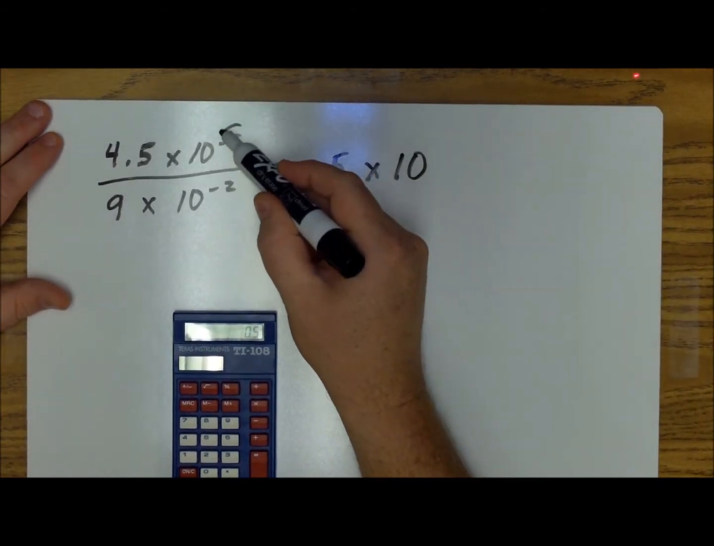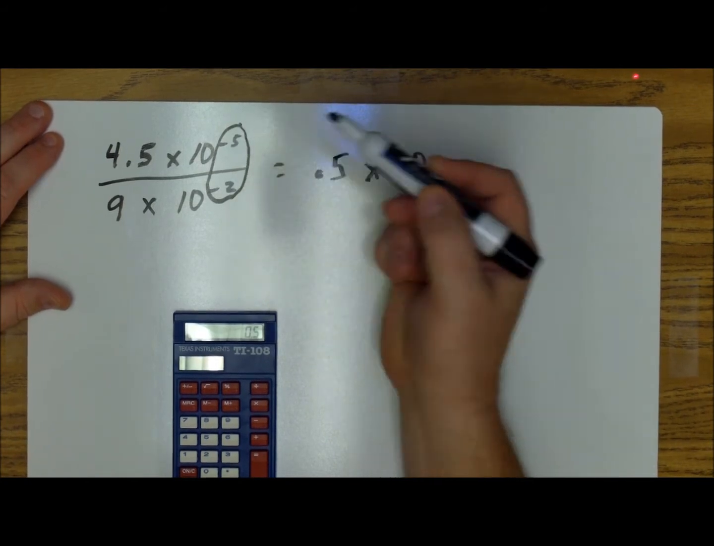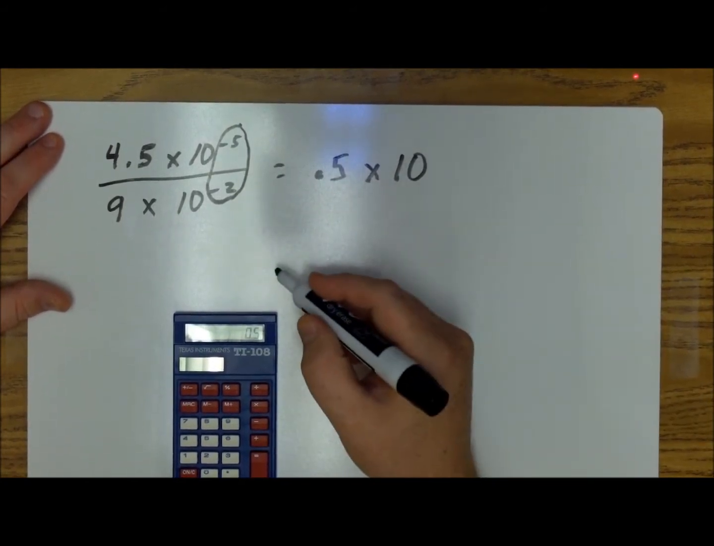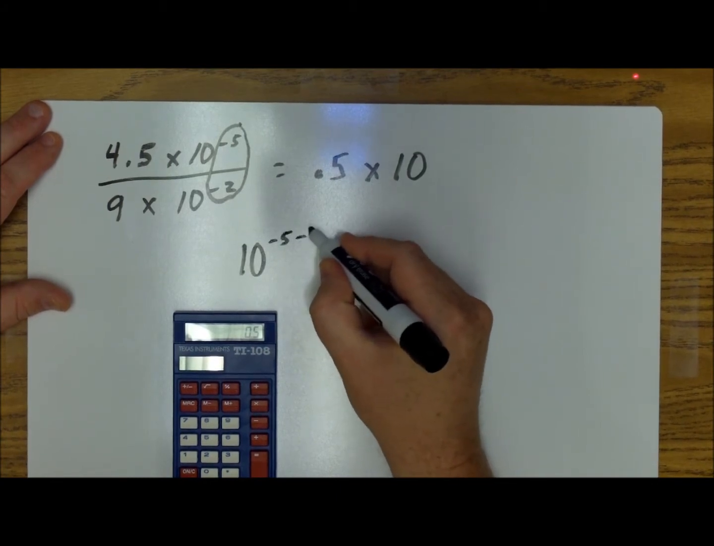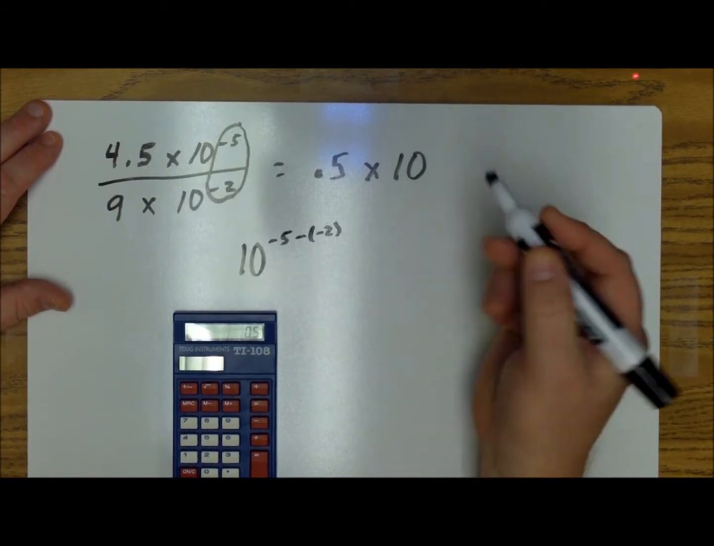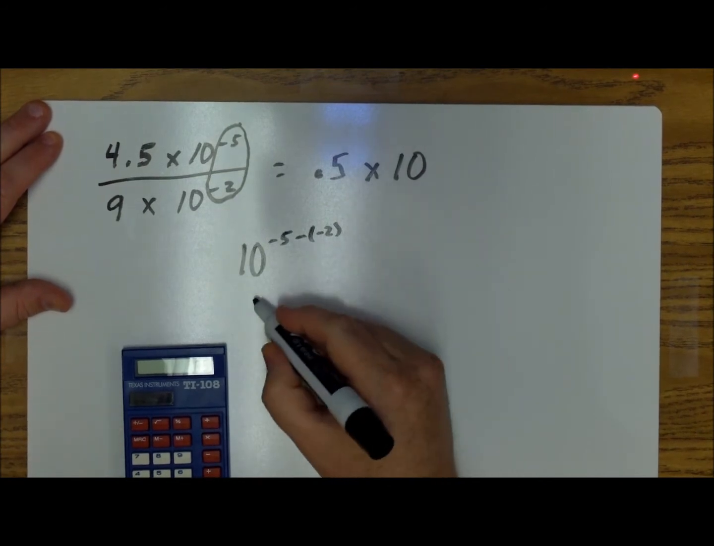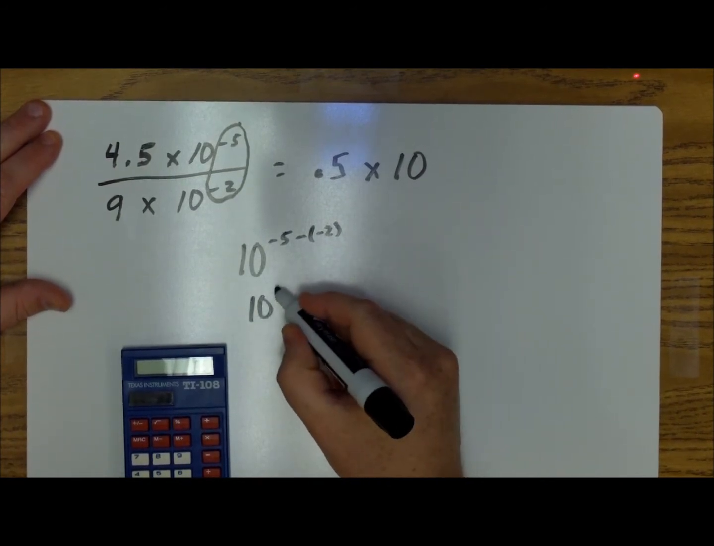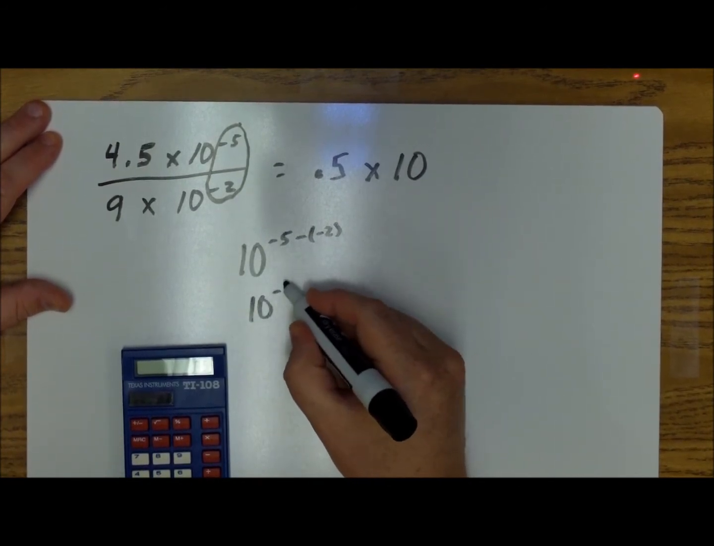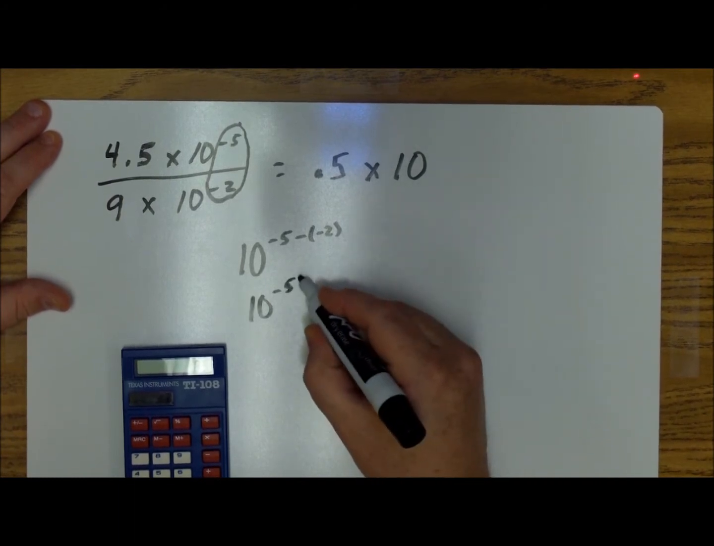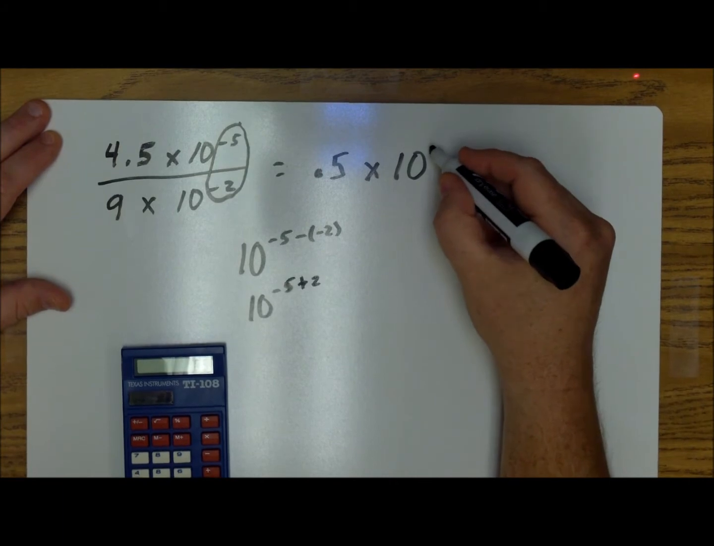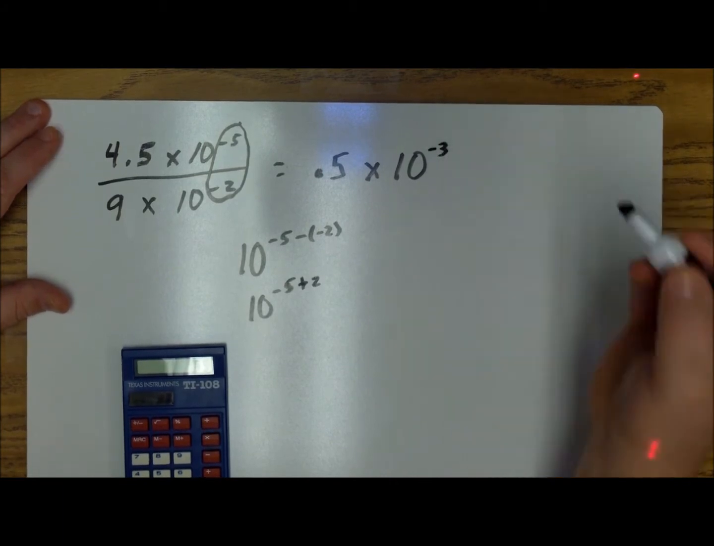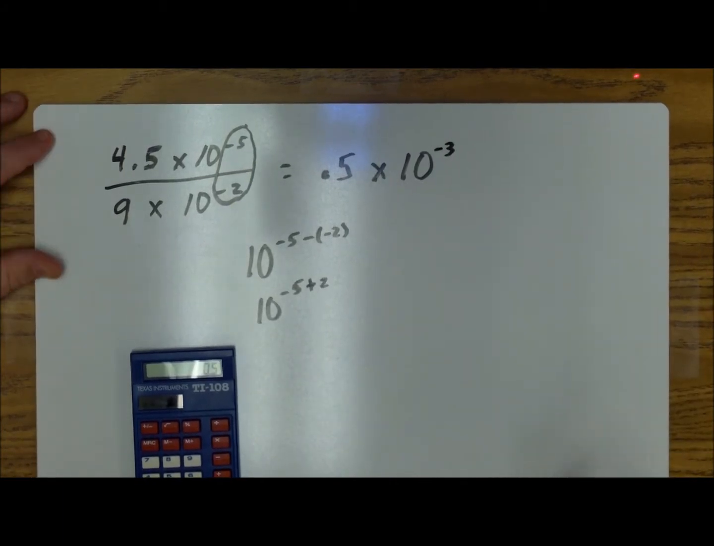But we're dividing. So when we divide powers with like bases, we subtract the exponents. So this is going to be 10 to the negative 5 minus negative 2. Well, keep in mind, minus a negative is really adding a positive. So it's really 10 to the negative 5 plus 2, which ends up giving us negative 3. So our answer will have a negative 3 exponent on it.